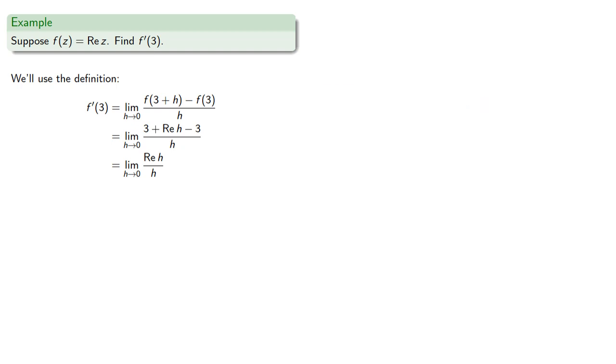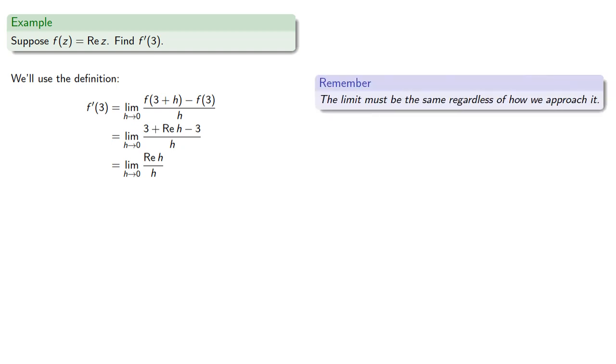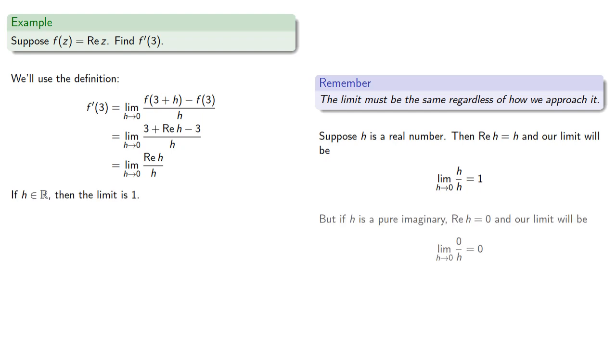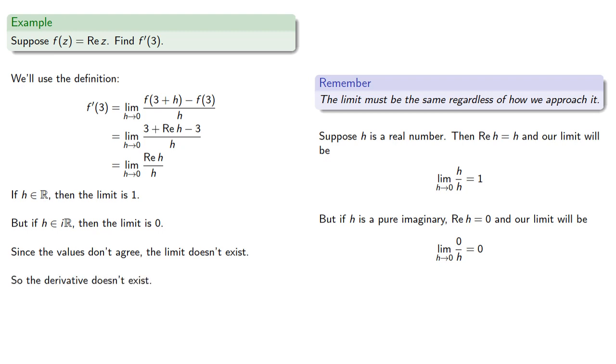So remember, the limit must be the same regardless of how we approach it. So suppose h is a real number. Then the real part of h is h, and our limit will be. So if h is a real number, then the limit is 1. But if h is a pure imaginary, the real part of h is 0, and our limit will be. So if h is a pure imaginary number, the limit is 0. And since the values don't agree, the limit doesn't exist. And since the derivative is the limit, the derivative doesn't exist.